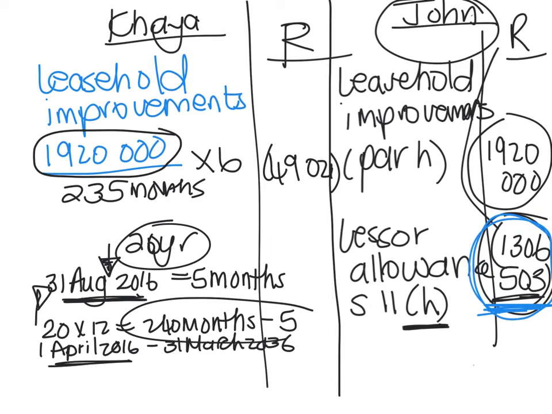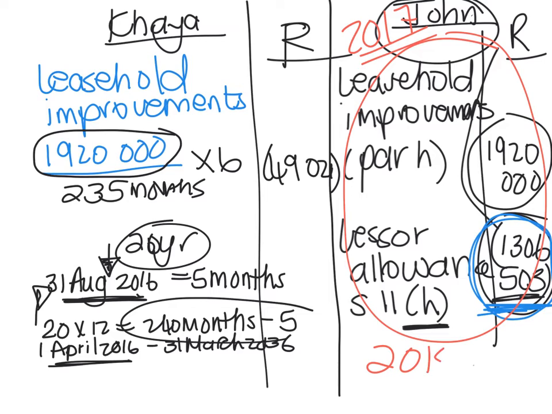Now again, I want you to have a look at what happens here. John, in terms of leasehold improvements, is taxed gross income on the 1.92 million, but he gets the relief in terms of our special lessor allowance. This part is only going to happen in 2017. In 2018, John will have no further implications. Kaya, on the other hand, is not allowed to deduct this 1.92 million in full immediately. Kaya will only be able to deduct it over the remaining period of the lease agreement, which means over 235 months. I'll have a look at the alternative calculation in a few minutes.